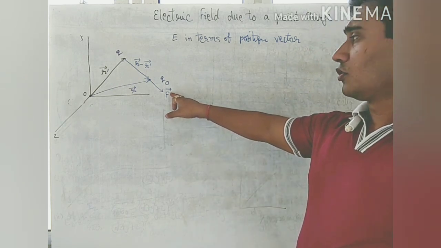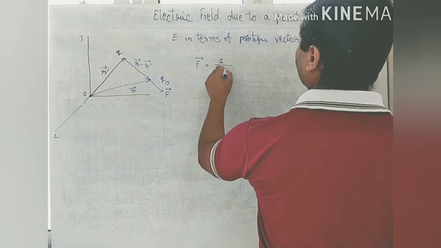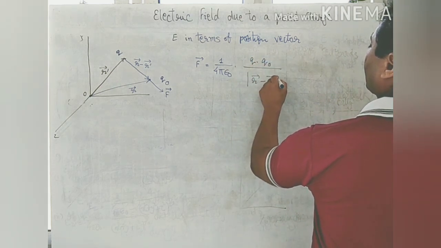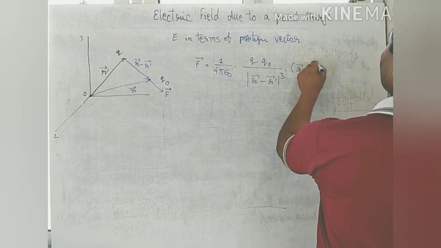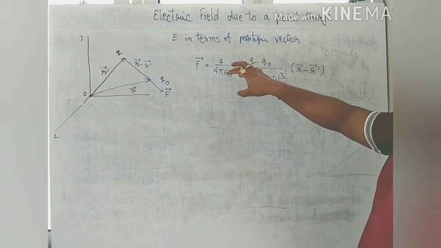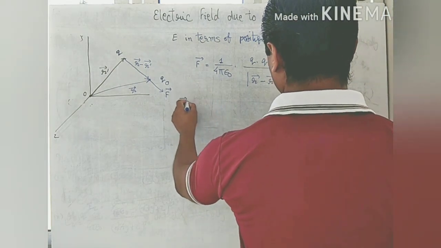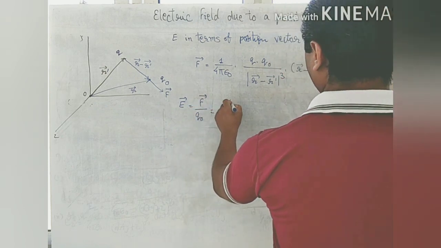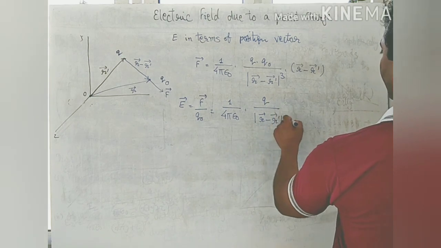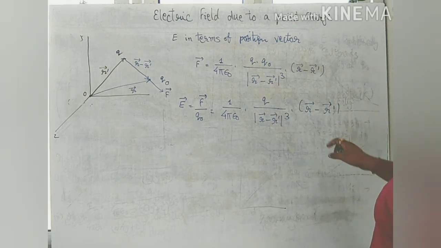Earlier we wrote the expression of electrostatic force in terms of position vector. Just write that. So the force can be 1 upon 4 pi epsilon naught, source charge times test charge upon mod of vector r minus vector r prime cube, into vector r minus vector r prime. Now dividing both sides by the test charge Q naught, we can directly have the electric field intensity at this point in terms of position vectors. So E equals vector F upon Q naught, which is equal to 1 upon 4 pi epsilon naught Q upon mod of vector r minus vector r prime cube, into vector r minus vector r prime. So this is the last outcome that we got.